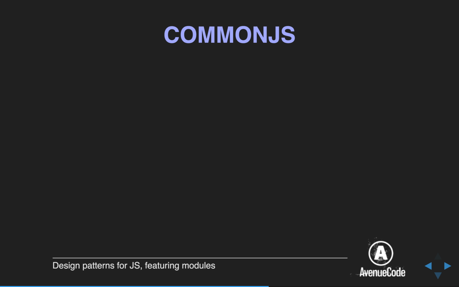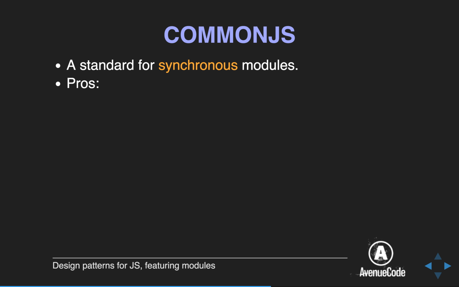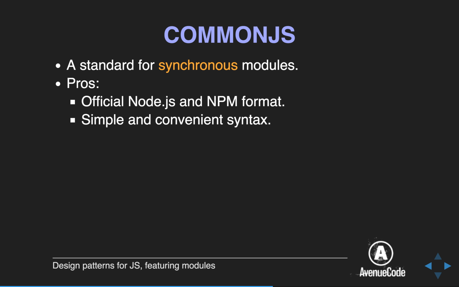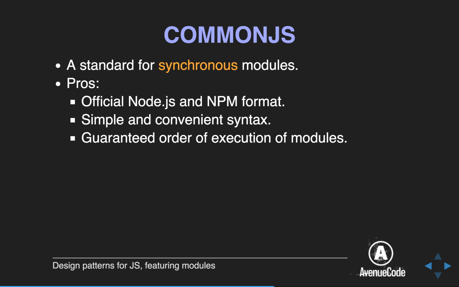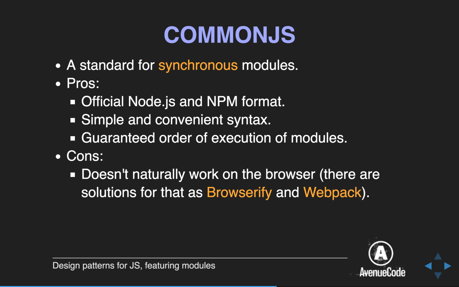Okay, the first one is CommonJS. CommonJS is a standard for synchronous modules, and the pros are, it's the official Node.js and NPM format. So if you have coded in Node, you have used CommonJS. It offers a simple and convenient syntax, which is pretty straightforward, and it does guarantee the order of execution of your modules because everything is synchronous. The cons are, it doesn't naturally work in a browser. However, there are some solutions like Browserify or Webpack where you can combine them and make them ready to be executed in a browser.